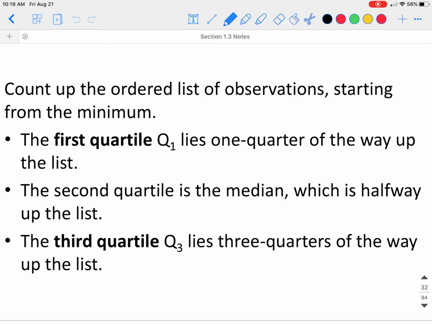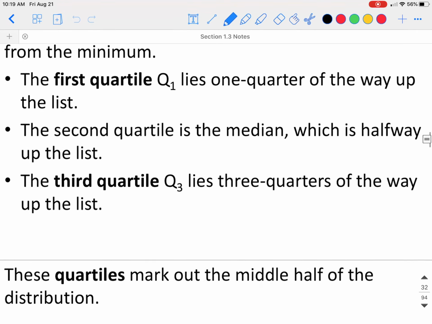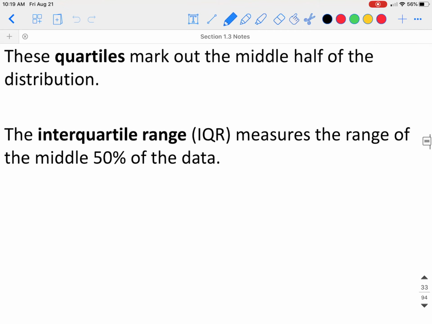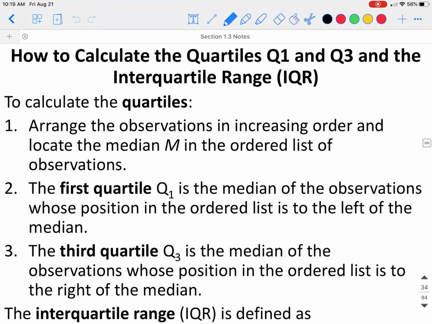So if we want to find the range of just the middle 50% of the data, we would take our third quartile minus our first quartile, and we would find the range of the middle 50%. These quartiles mark out the middle half of the distribution. The interquartile range, which we will call the IQR, measures the range of the middle 50% of the data.